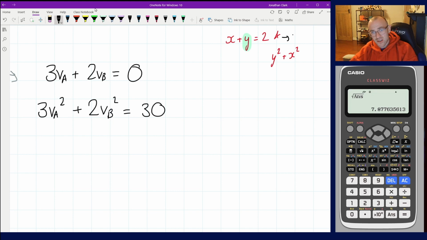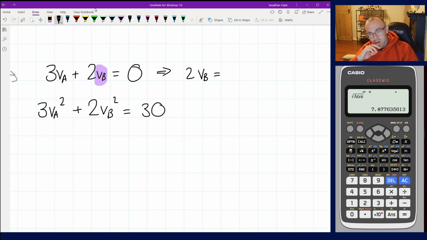So something like this, x, and then sub it in the other equation, and then it gets rid of one of the variables for you. That's my plan going forward. I'm going to make one of these the subject of the formula. It doesn't really matter which. They're both going to be about as difficult as each other. I think what I'll do, I'll make VB the subject of the formula. So I'll take 3VA over and I'll divide by 2. And I'll get the formula that VB is minus 3 over 2 VA.